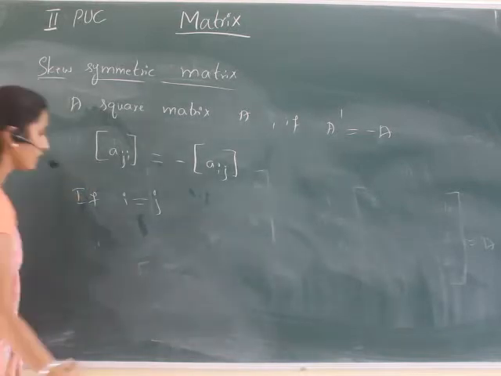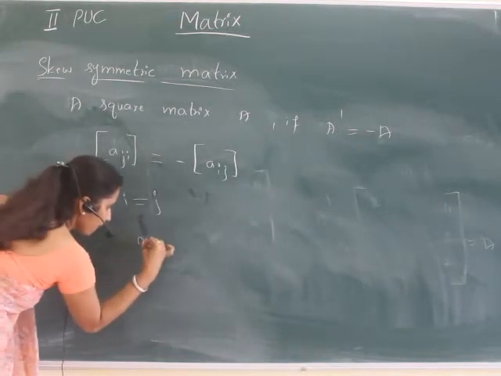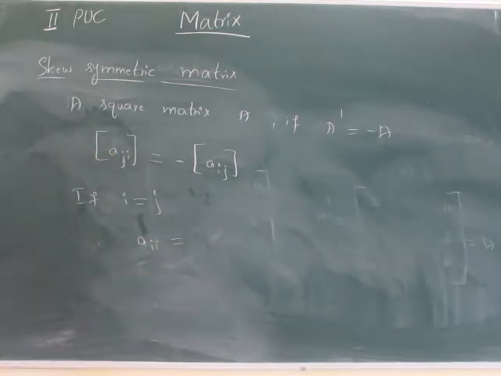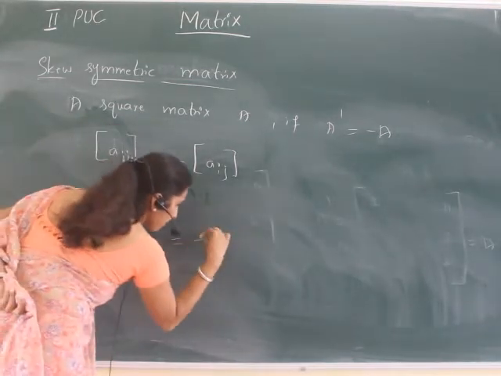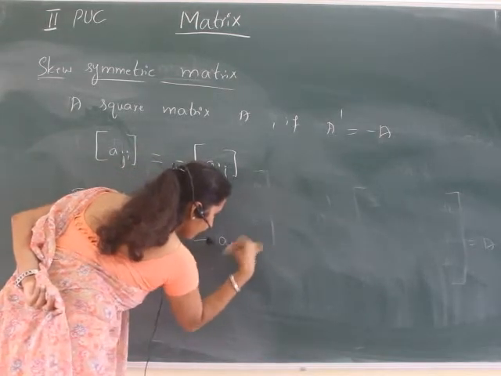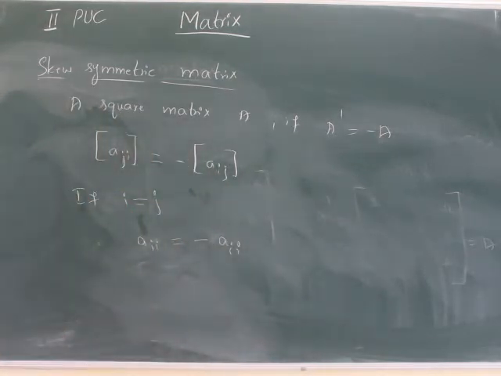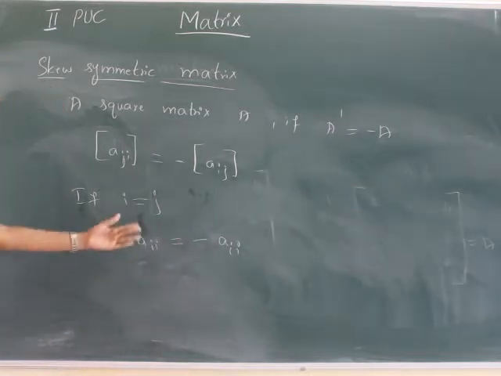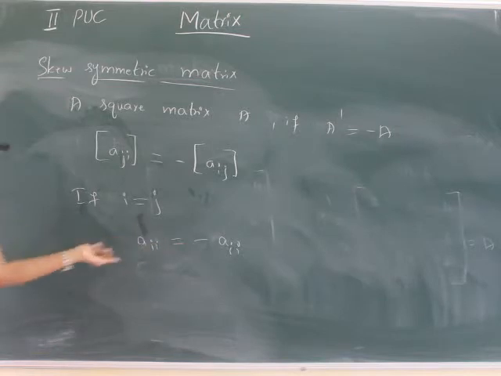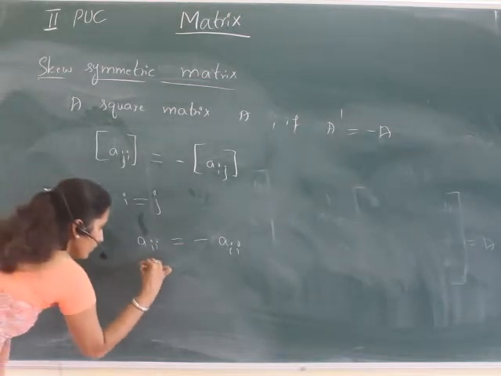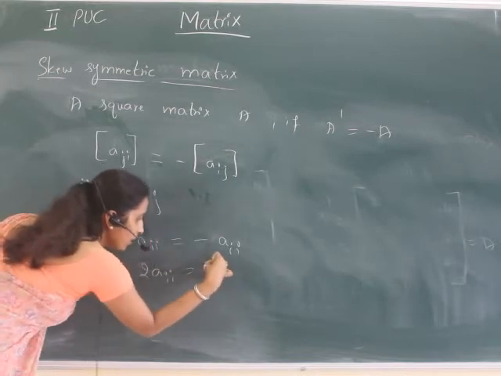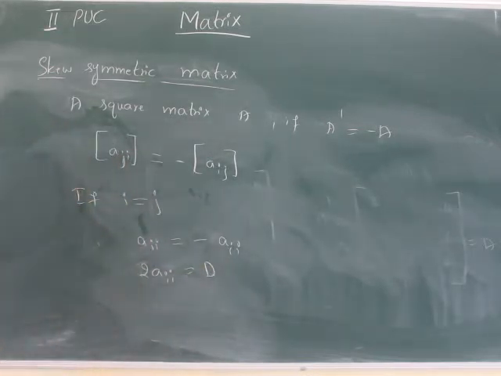So what I'll get here is Ajj is equal to minus of Aii. Aii is equal to minus of Aii. So if I take a minus of Aii to the other side, that becomes plus Aii. Aii plus Aii means 2Aii. 2Aii is equal to 0. I have taken plus Aii to the other side, so the remaining will be 0.